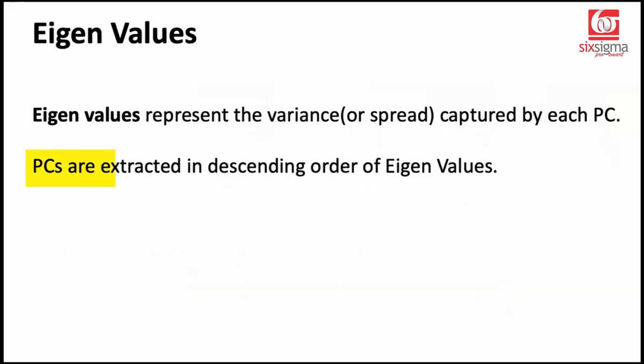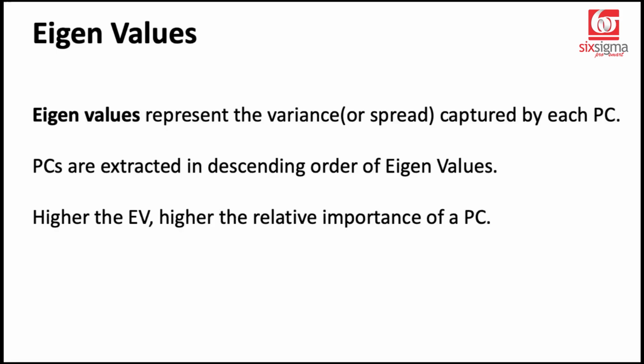First of all, the principal components are always extracted in the descending order of these eigenvalues. Just like in our case, we looked at the first partner who contributed the most, and the second highest, and the third highest. This is how the PCs are extracted. And the higher the eigenvalue, the higher the relative importance of a PC. Just like in our example, the partners contributing more to the business would be given higher importance.